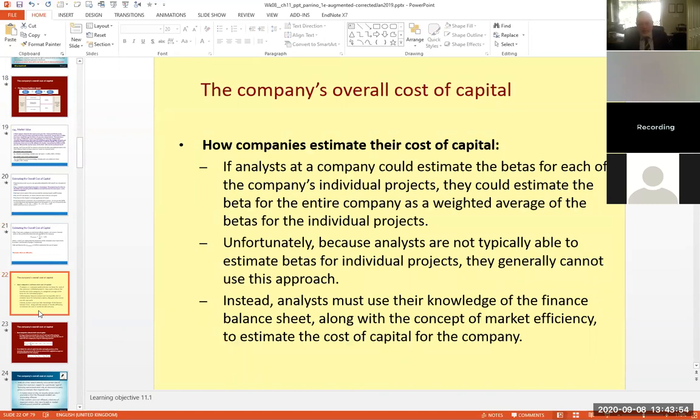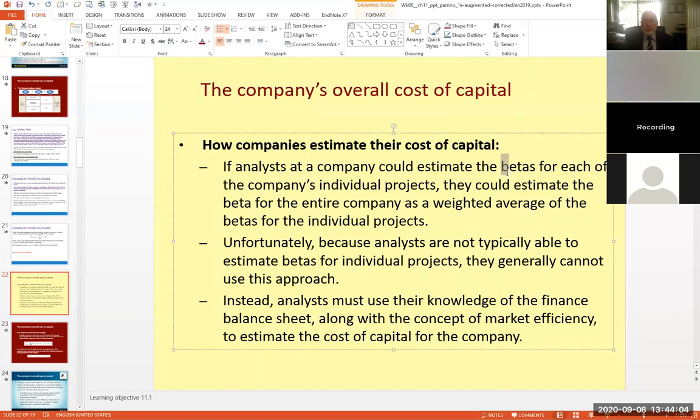The reality is that you really can't work out betas within the company. And so here we say if the analysts at a company could estimate the betas for each of the company's individual projects, right? That's a big if. Notionally that should be possible, but it probably points out some of the complications, the problems that are inherent in the notion of betas at all.